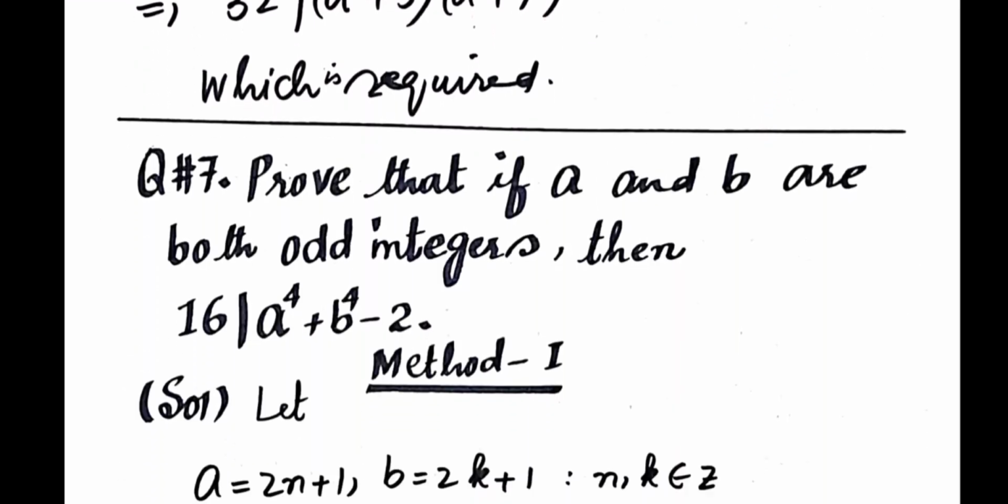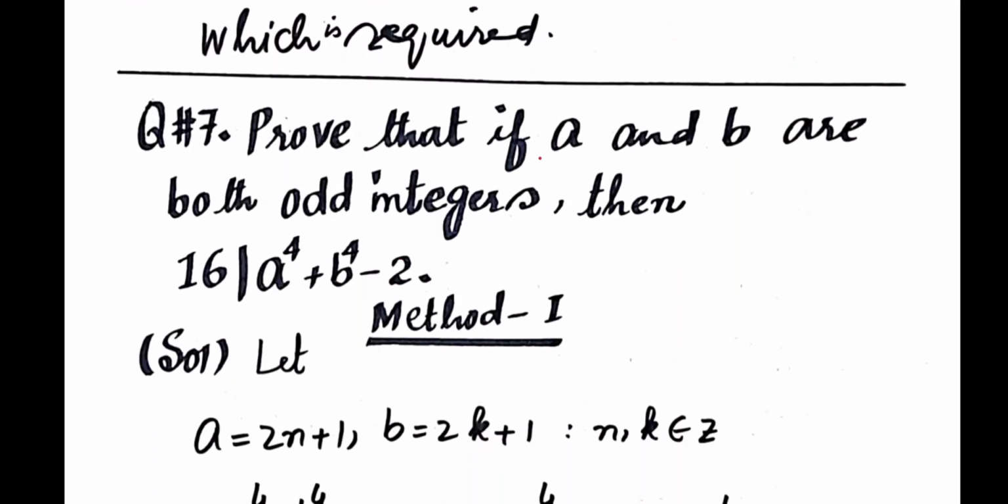Next, question number 7, this is also an important question. We have to show that if a and b are both odd integers, then 16 divides a raised to power 4 plus b raised to power 4 minus 2. I will discuss this question by two different methods.